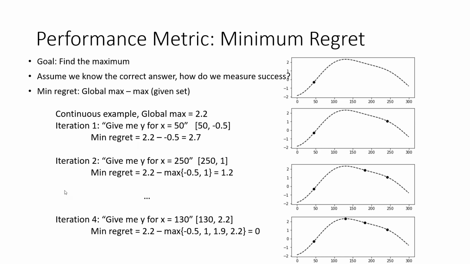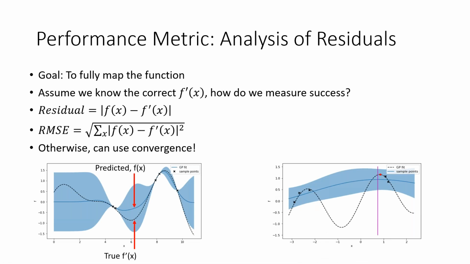So in the case where we have 1, 2, 3, 4 data points, here are the y values for those 4 data points. We take the maximum value of these, which in this case is 2.2. The true max is 2.2. So the minimum regret is 2.2 minus 2.2, which is 0. So this is one way to measure how quickly you find the optimal. And we'll see a case of how to use this in the colaboratory.